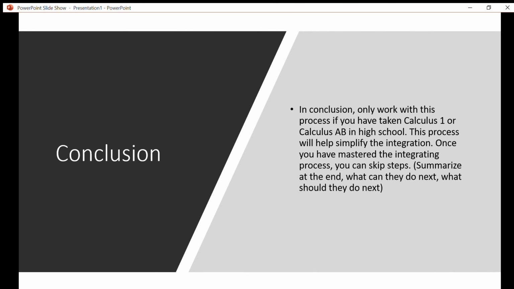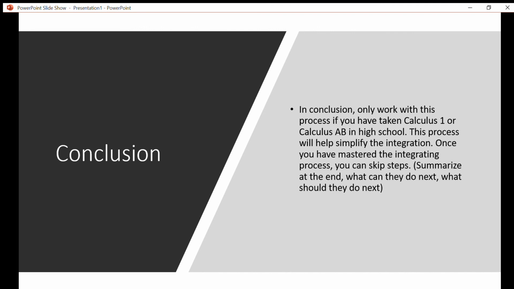So in conclusion, like I said earlier, this process is easier to understand if you have taken Calculus 1 or a calculus course in high school. This process does help simplify integrating. However, it is a little bit more challenging. Once you master the process, you can skip steps. I could have skipped several steps, but just to explain why I did what I did, I kept most of the steps.